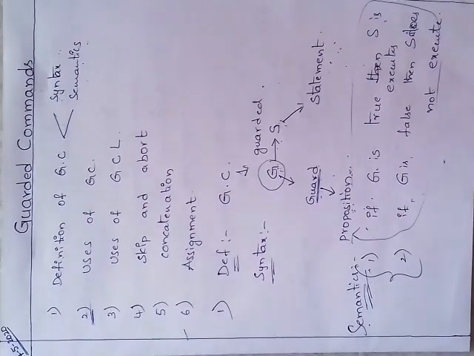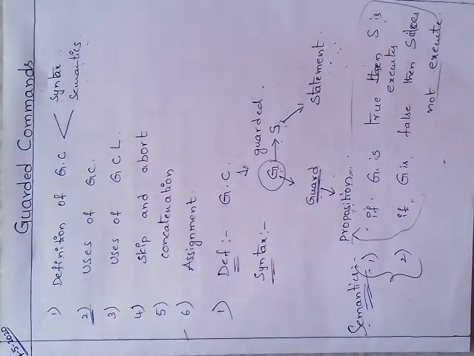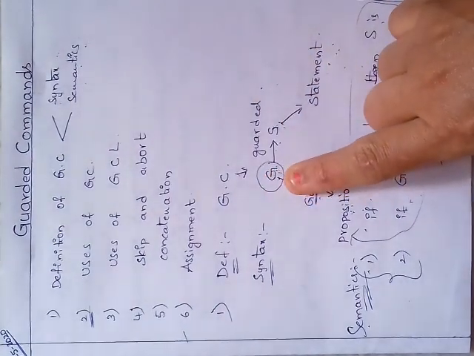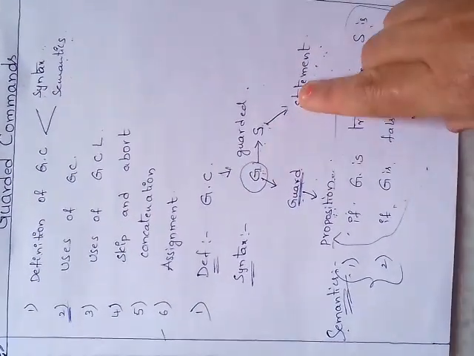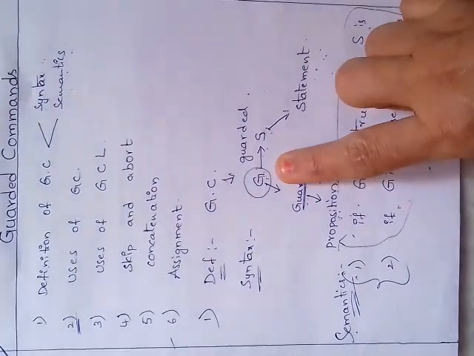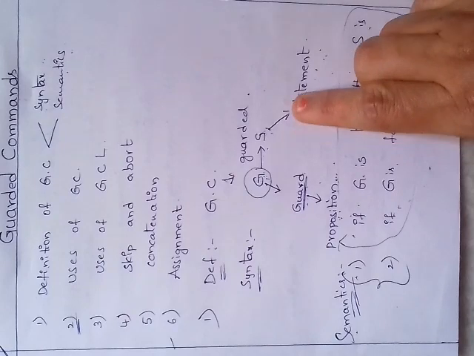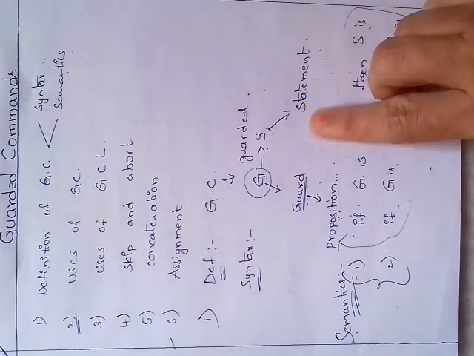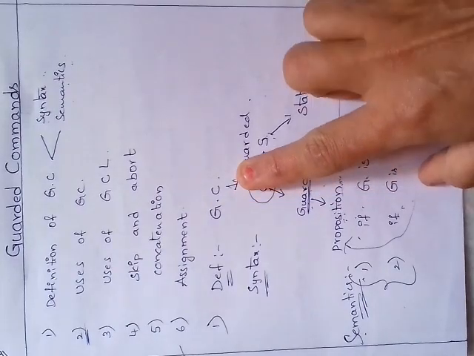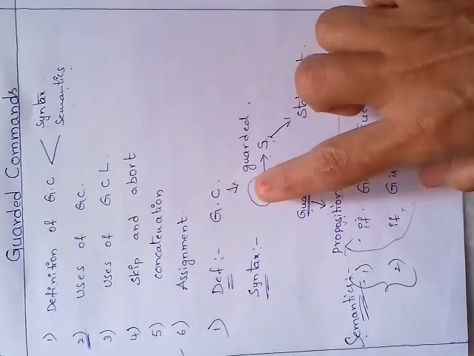It contains the syntax. The guarded command is in the form G implies S, where G is a guard and S is a statement. If G is true, then the statement will be executed. So this is the syntax of the definition of guarded command.